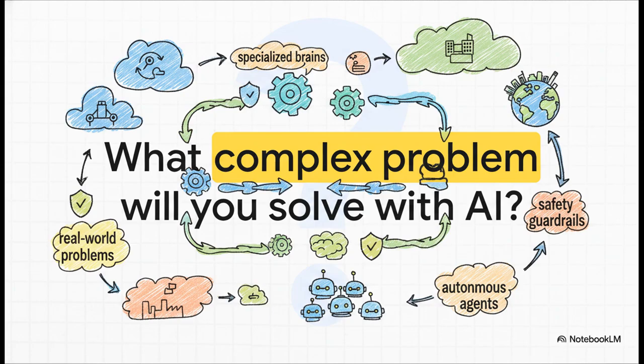Which leaves us with this final, provocative thought. We now know developers can seamlessly route queries to specialized brains, wrap them in strict guardrails, and chain them together to work entirely autonomously. So, as these multi-agent frameworks become the new standard, what massive, real-world problems will you tackle when you can orchestrate a dozen brilliant AI minds at once?